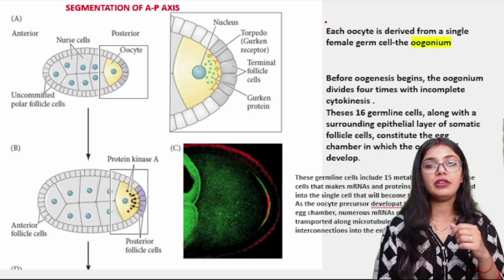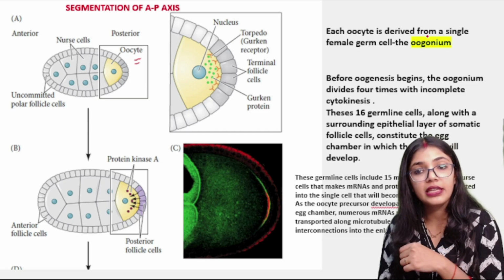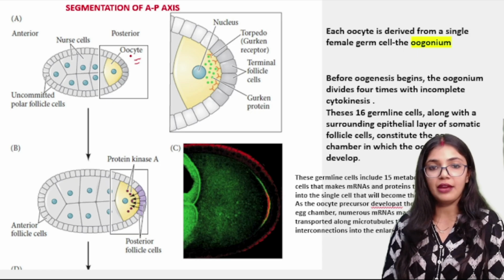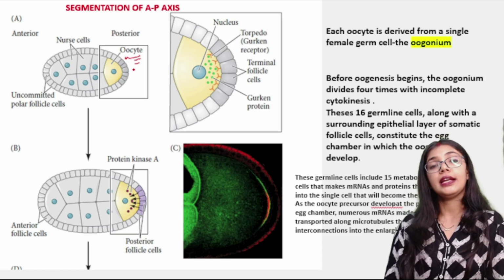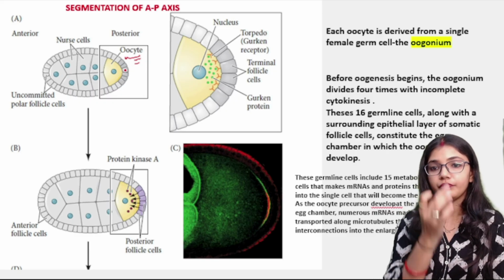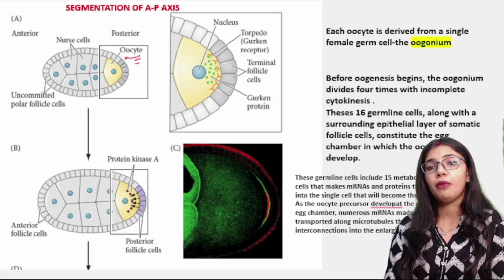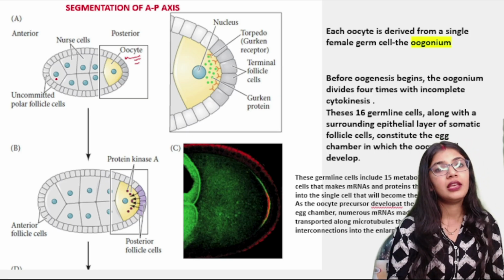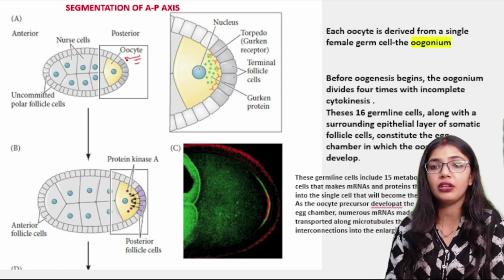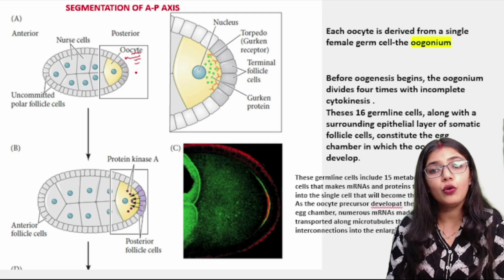Here we can see each oocyte. This oocyte is derived from a single female germ cell, the oogonium. The pole cells which were present were responsible for the formation of germ cells. So from a single germ cell there is formation of the oogonium, and from the single oogonium there is formation of this oocyte.